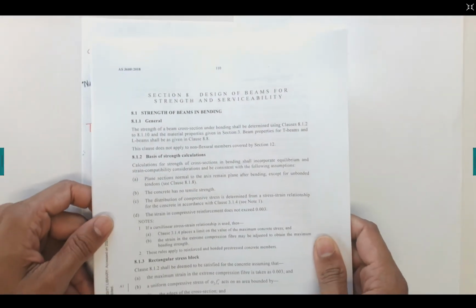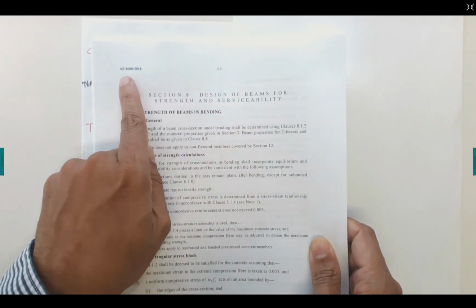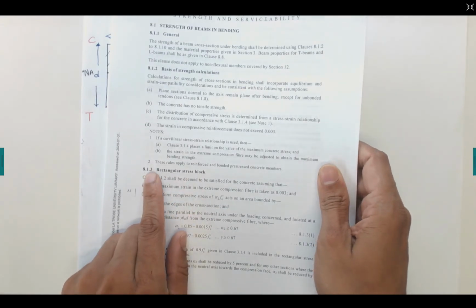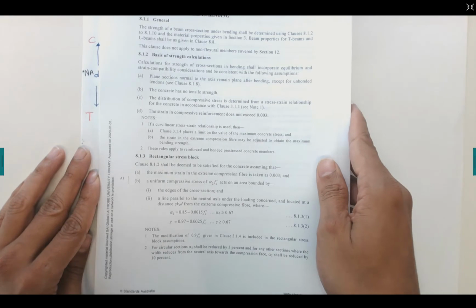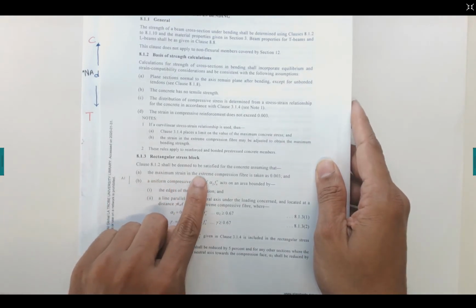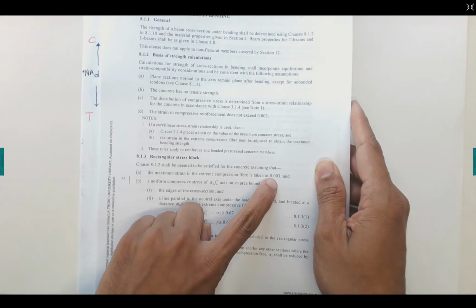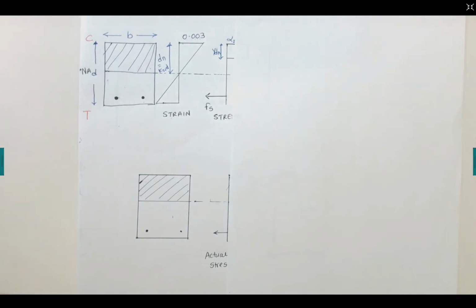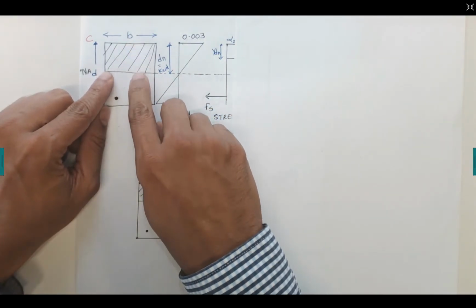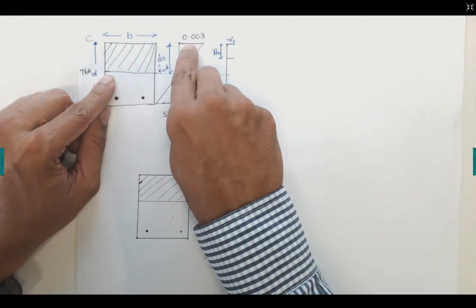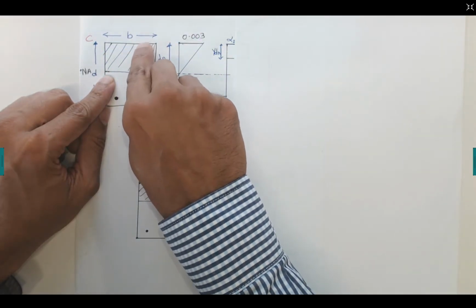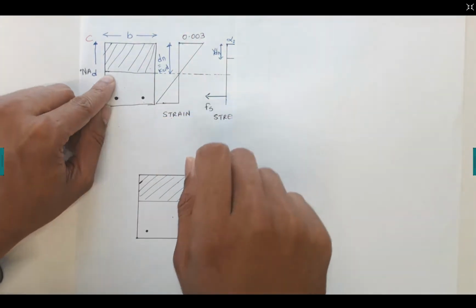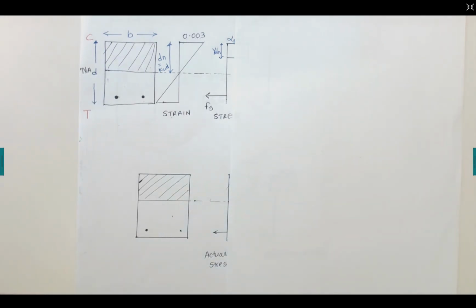Now in the Australian standard, if you go to page number 110 in AS3600 2018, we have the rectangular stress block theory in clause 8.1.3. In that one it is clearly written that the maximum strain in the extreme compression fiber is taken as 0.003. That's where the value is coming from. The extreme compression fiber means the fiber, the line that is far from the neutral axis, the top edge. So the strain at this edge of the concrete in the compression region is 0.003, given in the Australian standard on page number 110 in clause 8.1.3.